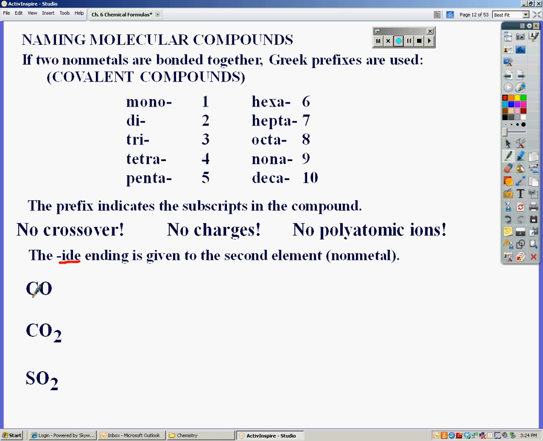But the first element's name does not change to IDE. It is still just what you find on the periodic table. So this is carbon, and this is oxygen, but we would change oxygen to oxide. Okay, but you probably know this better as carbon monoxide, and that's where these prefixes are coming from. When you have an element in a compound, and it's the first element, and you'll have only one, then typically we don't write the mono for that. Okay, so it's not monocarbon monoxide, it's just carbon monoxide. Okay, so let's write that down.